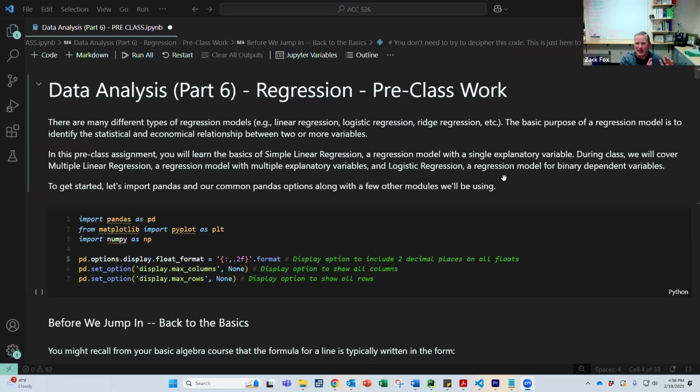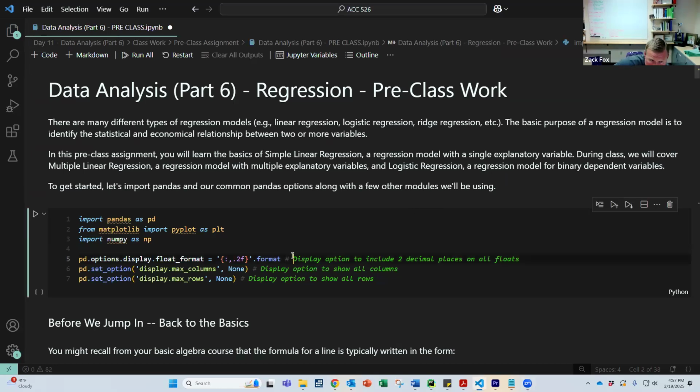We're always going to have our dependent variable, which is what we're trying to understand and how it gets influenced. And the explanatory variable is what we want to know explains our dependent variable. That's essentially the relationship that we're going to be analyzing in this video. During class, we're going to cover a multiple linear regression, which is a regression model with multiple explanatory variables, so more than one. We're just doing one in this video. And a logistic regression, which is a regression model used when our dependent variable is binary, so equal to 0 or 1.